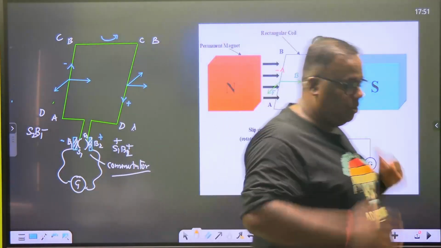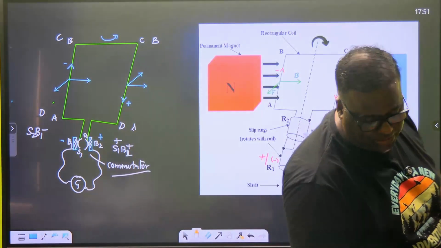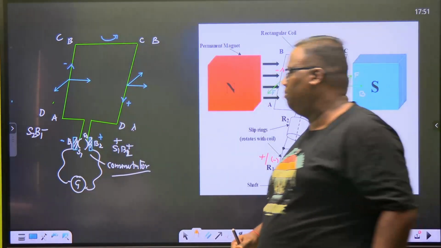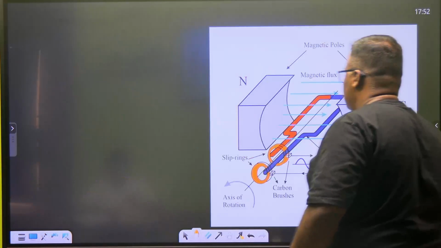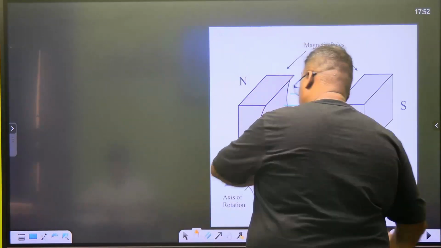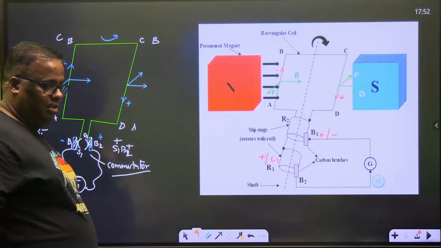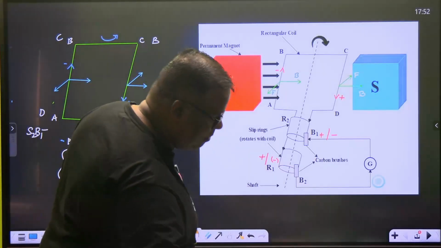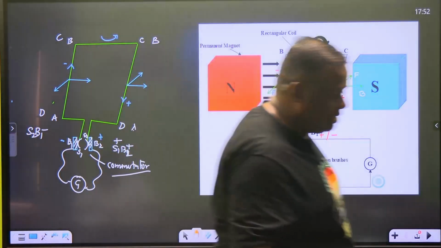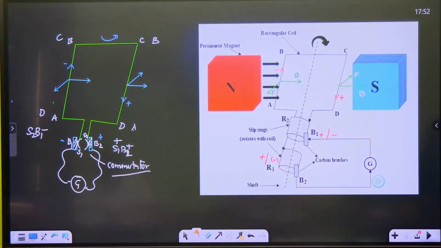So our idea will be that every time... can I change this? You want to draw, you can draw. You will always have slip rings, and slip rings are responsible for carrying the alternating current out.